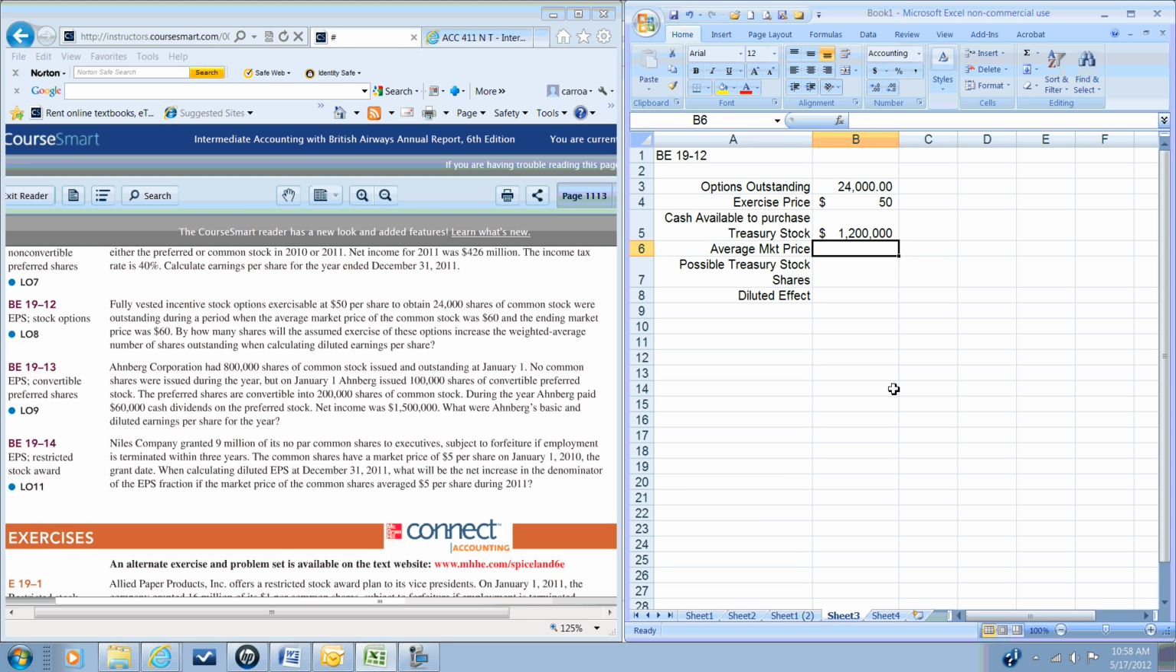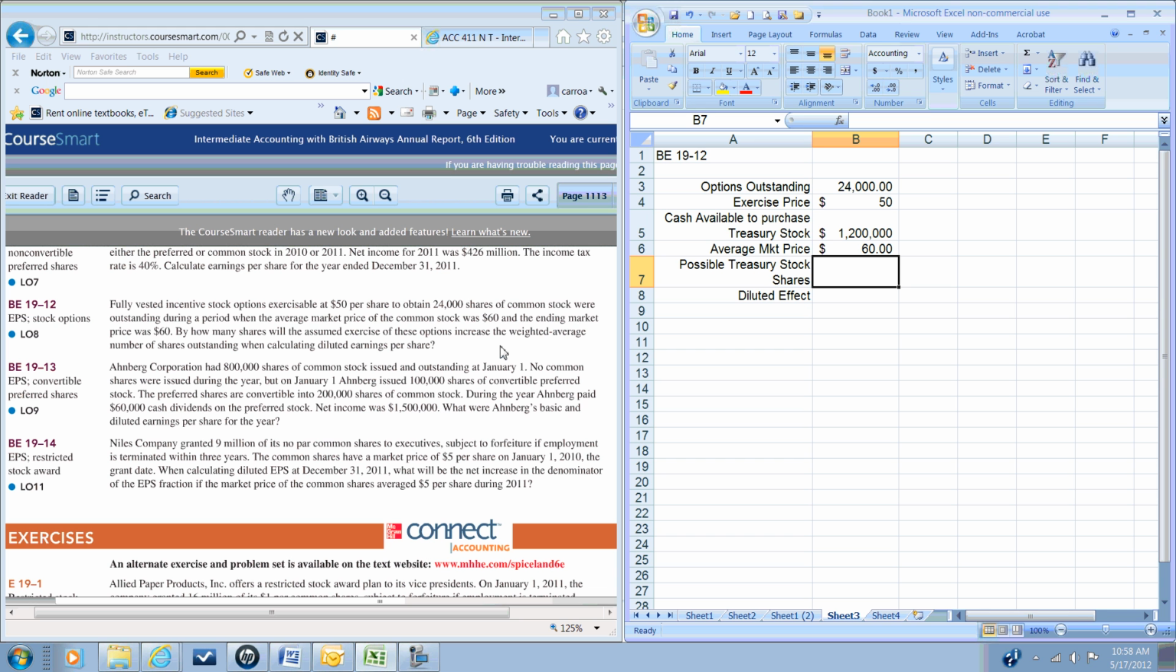So this company has $1,200,000 potentially available to go out in the open market and purchase stock. Now, the problem tells us that the average price of common stock was $60. If that is not given, often you'll get the market price at the beginning of the year and the market price at the end of the year. To determine the average, you add the two together, the beginning and the ending stock prices, and divide by 2. In this case, it is given as $60 per share.